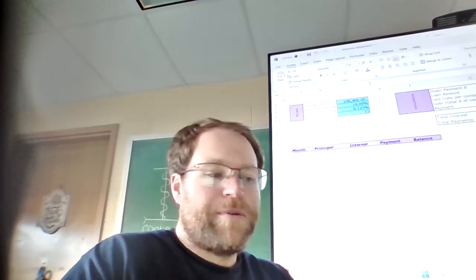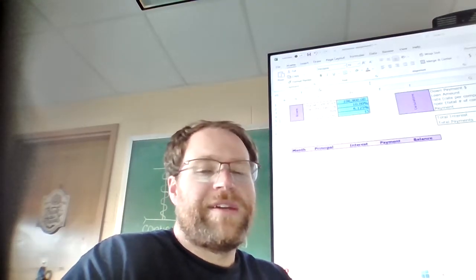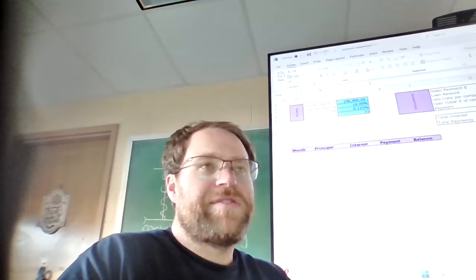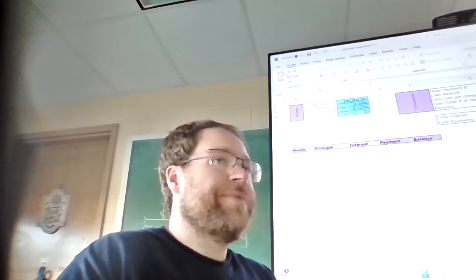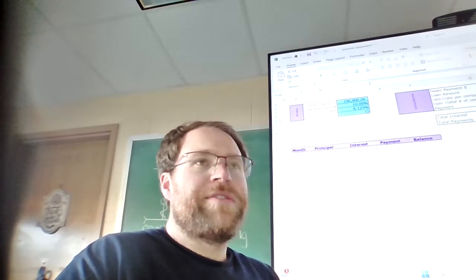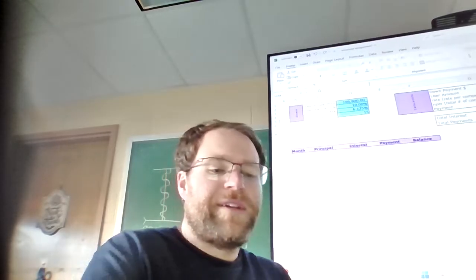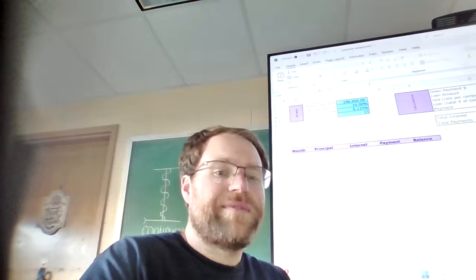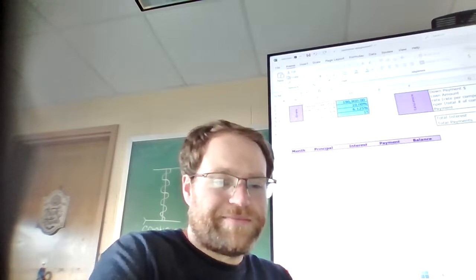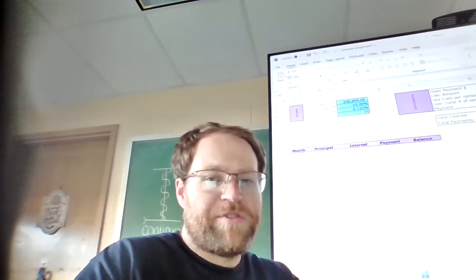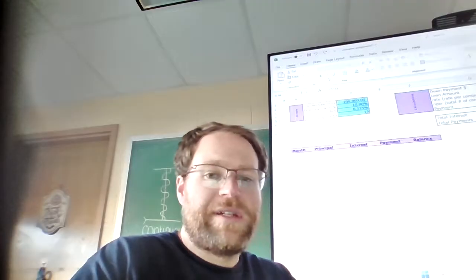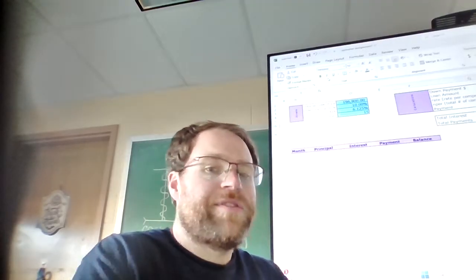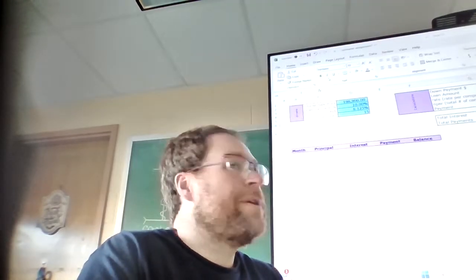From there, NPER. This is going to relate to how many years we are taking the loan out for. 15. How many times does it compound per year? 12. So equals 15 times 12. So NPER is going to be 180 payments.